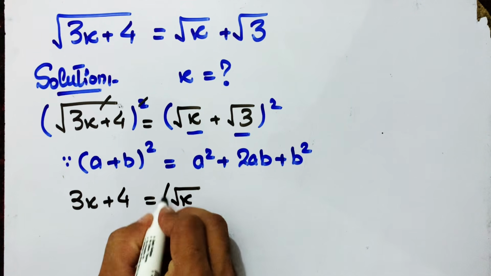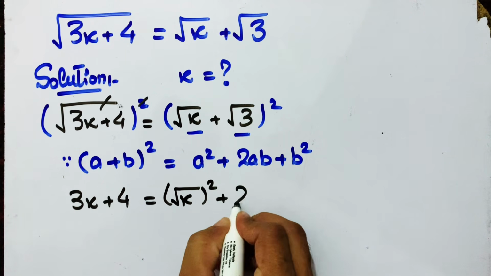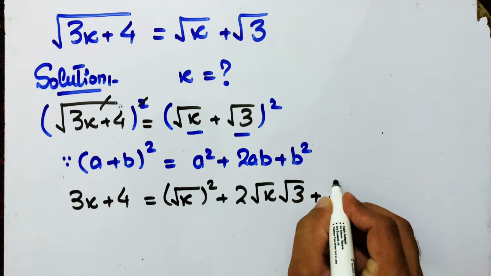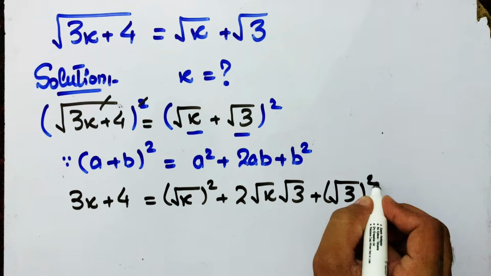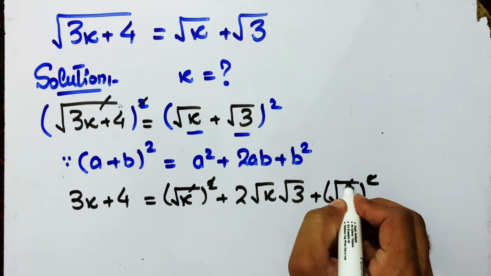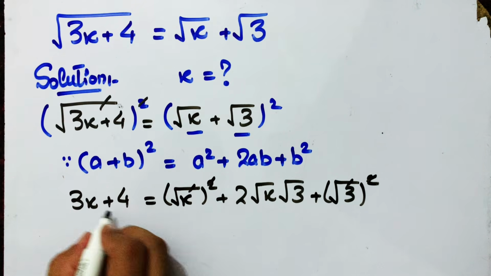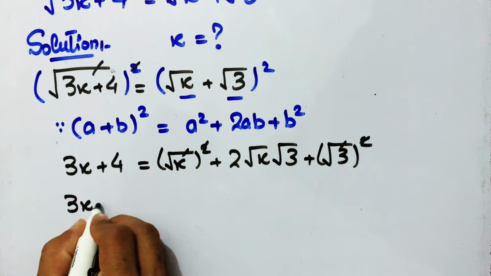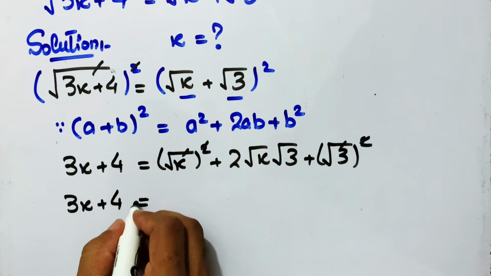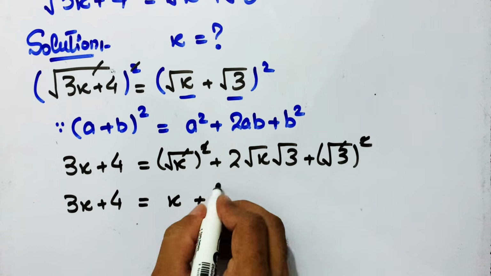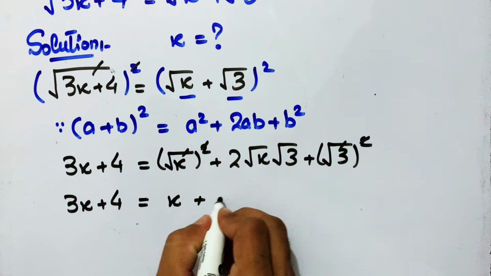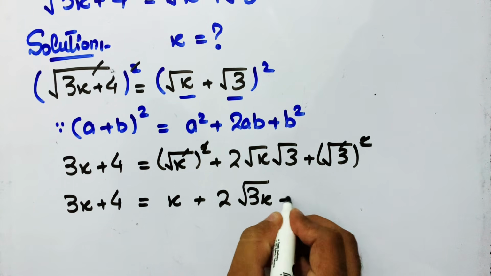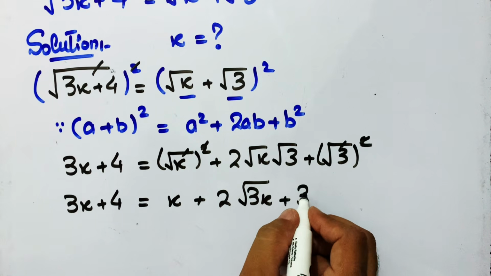a square, which is x, plus 2 times the square root of x times the square root of 3, plus b square, which is 3. The square and square root cancel. So our remaining equation is 3x plus 4 equals x plus 2 times the square root of 3x plus 3.